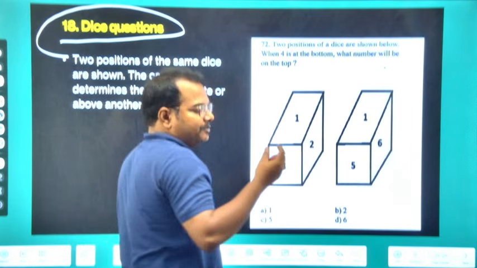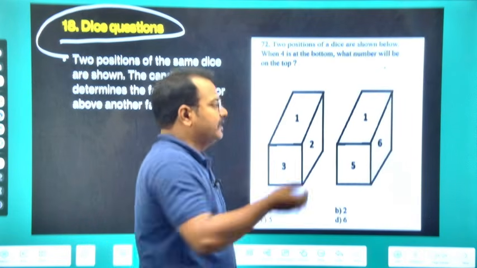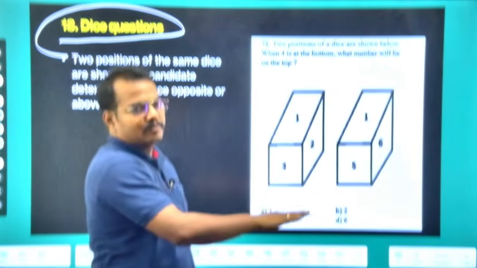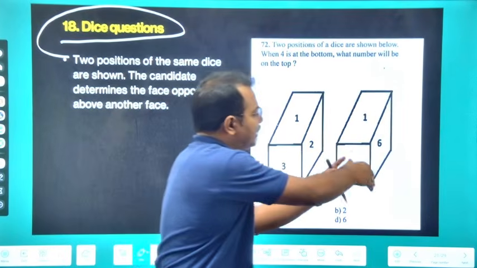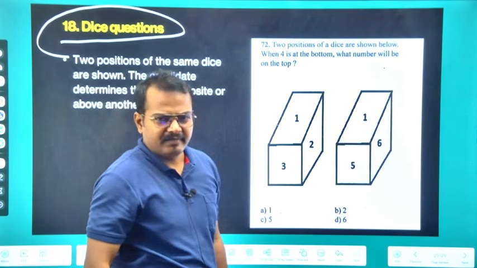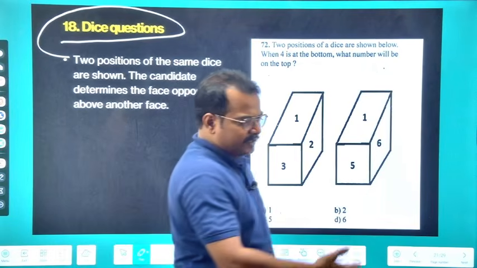You have to identify where the position of 4 is, and if 4 is on top, then what is at the bottom, or if 4 is at the bottom, then what is at the top. You have to analyze the third dice. Very simple. Now see the next thing.